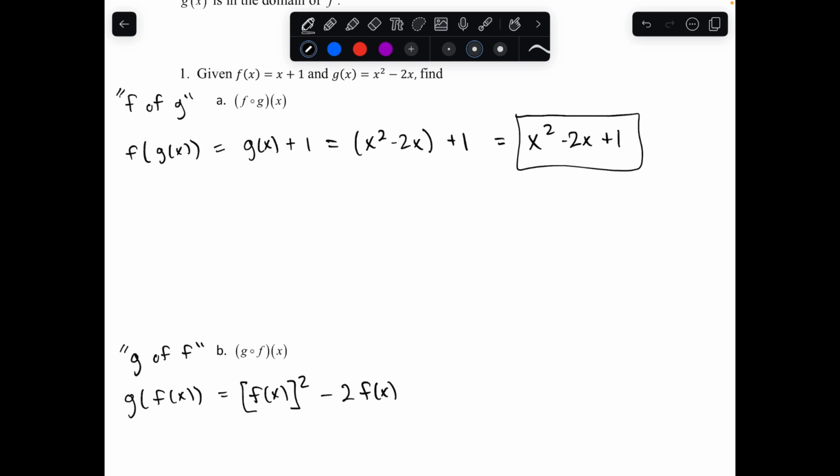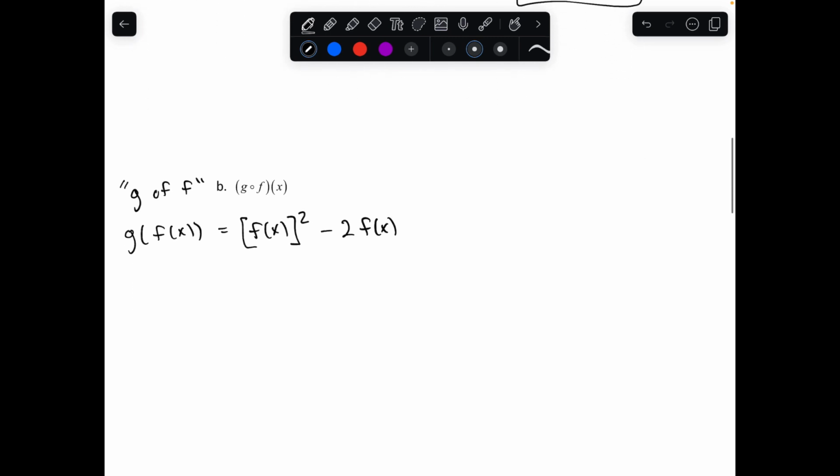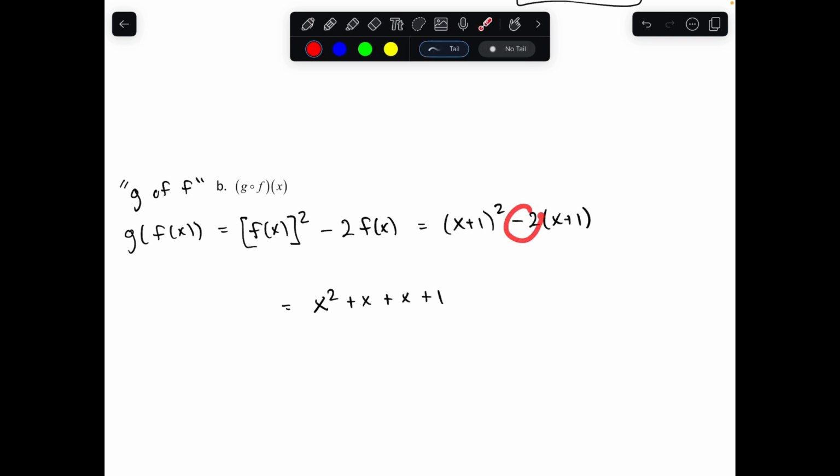Now I know what f of x is equal to. It's equal to x plus 1. So I can substitute that in anywhere I see this f of x. So we get x plus 1 quantity squared minus 2 times x plus 1. Now I can FOIL this out, and I'm going to get x squared plus 2x plus 1. Now be careful, we want to make sure that our negative 2 distributes to both pieces. So we'll have minus 2x minus 2.